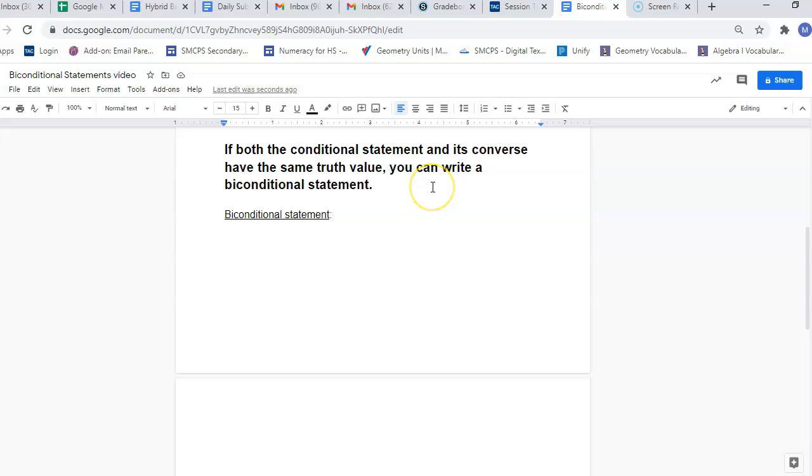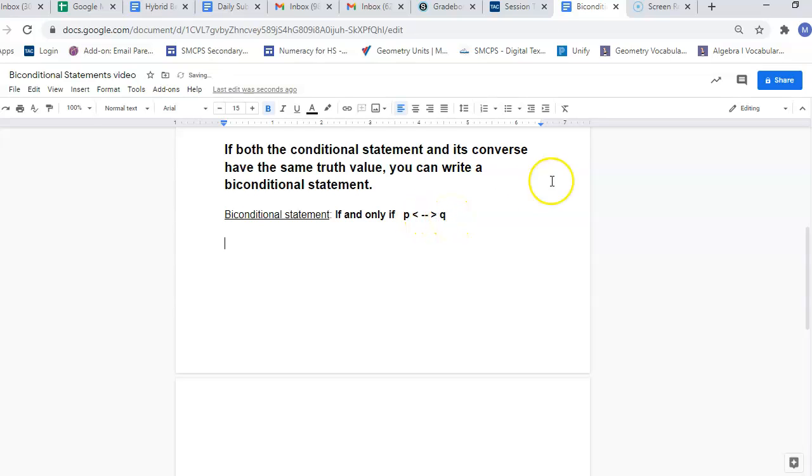And the key phrase with a biconditional statement is if and only if. So that's the phrase that we're going to be including in all of our biconditional statements, if and only if. That's like the key phrase, right? And the way we show it with symbols is we show P if and only if Q. So the arrow goes both ways, and the way we say that is P if and only if Q.